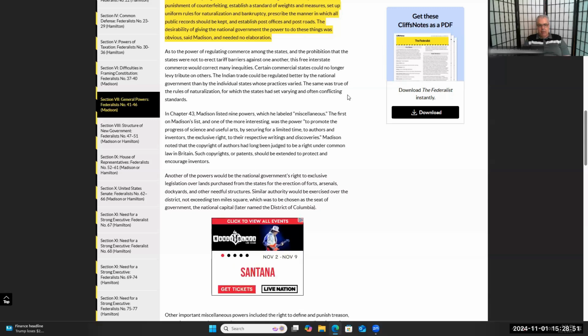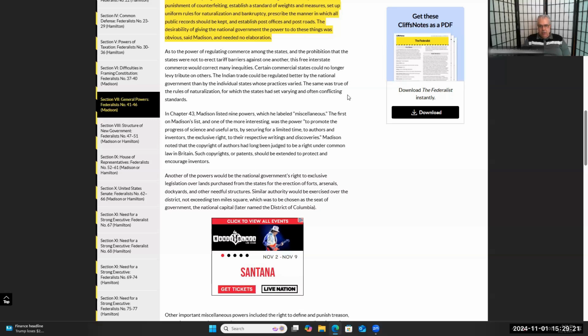So free interstate commerce would correct many inequities. Certain commercial states could no longer levy tributes on others. How about that? Yeah, it used to be banned. This is before the Constitution, right? And what is it? The fourth act, I think, is about the states and how the states interact one with another in regards to commerce, trade, and so forth. So that's in the Constitution, right?